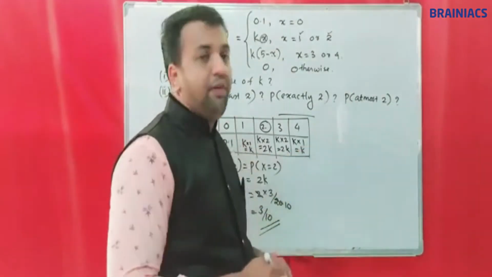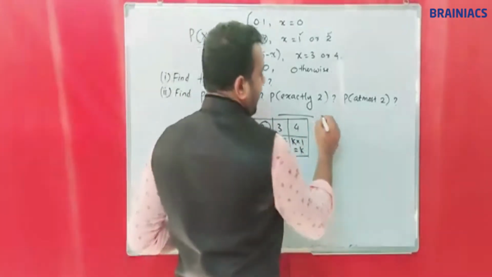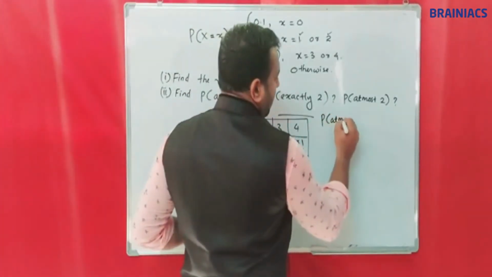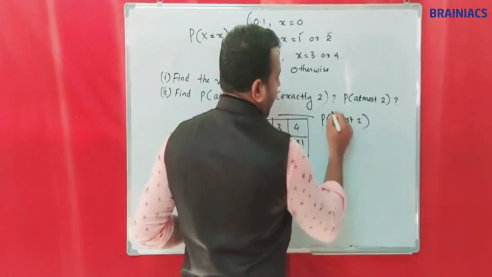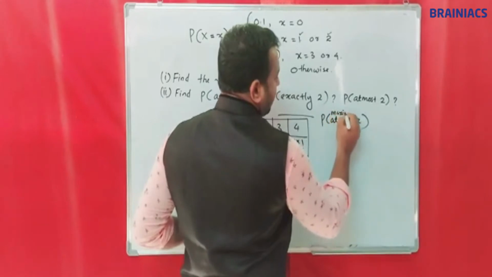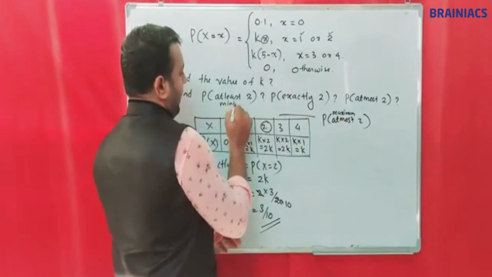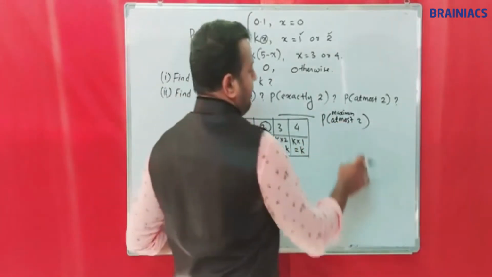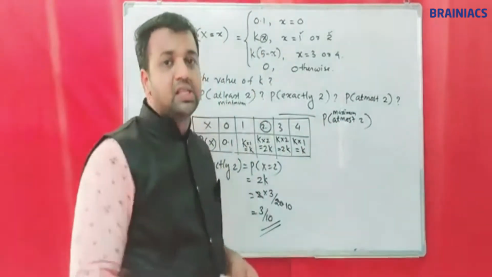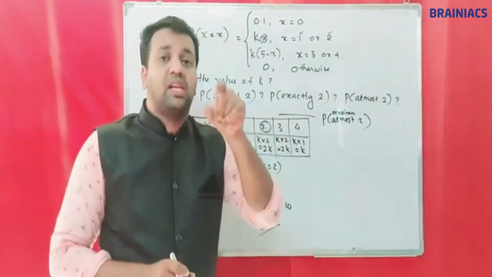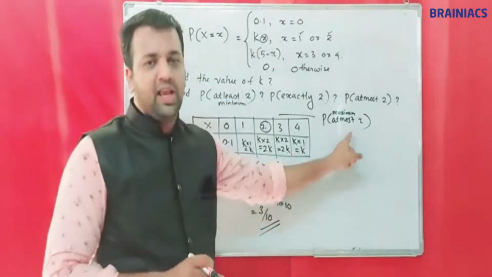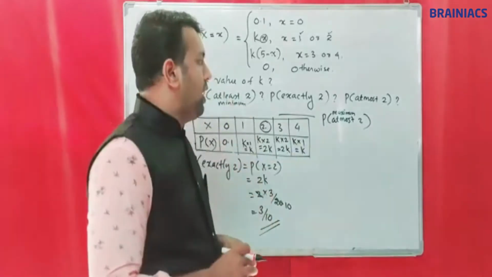Next question is P of at most 2. Then what do you mean by P of at most 2? At most means maximum. At least means minimum. So P of at most 2 means 2 will be the maximum value in this case.